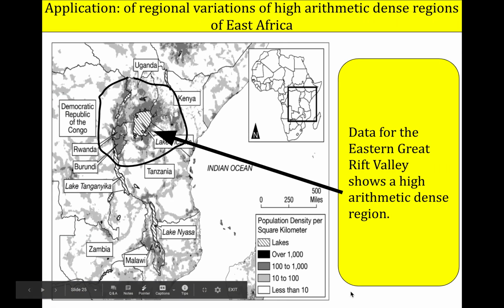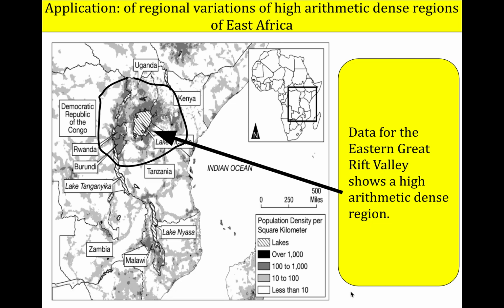We can take a look at regional variation. We look at the countries of Tanzania, Kenya, and Uganda. We can see that there's a high arithmetic density around the Great Rift Valley. This shows us that within those countries, they'll have the highest population concentrations and highest arithmetic densities.